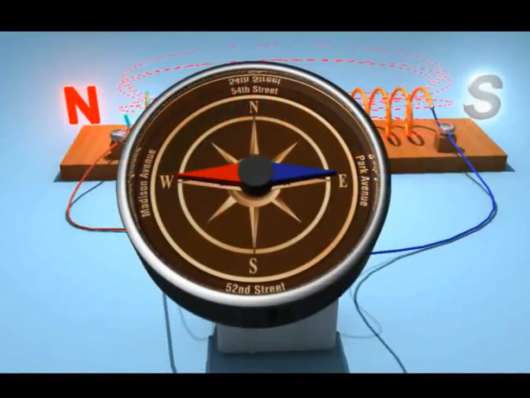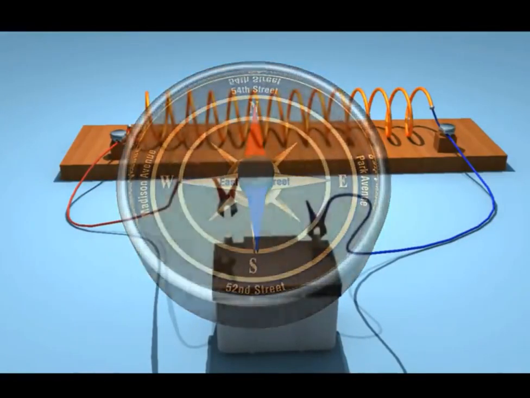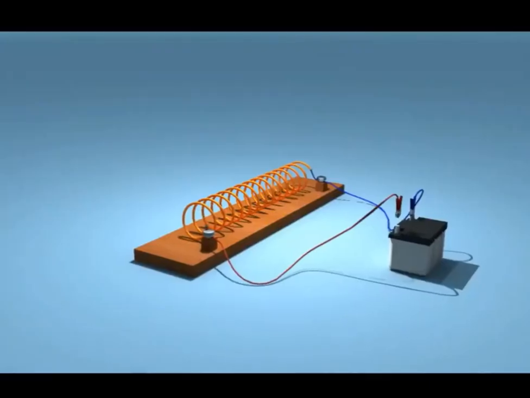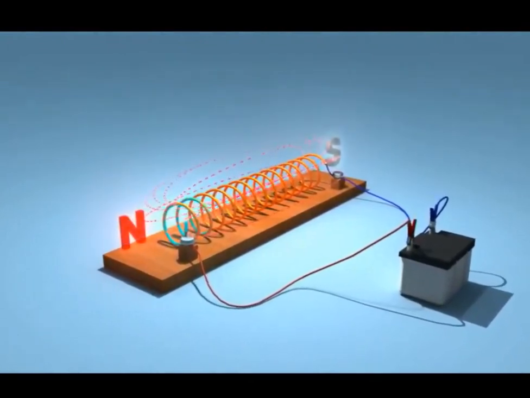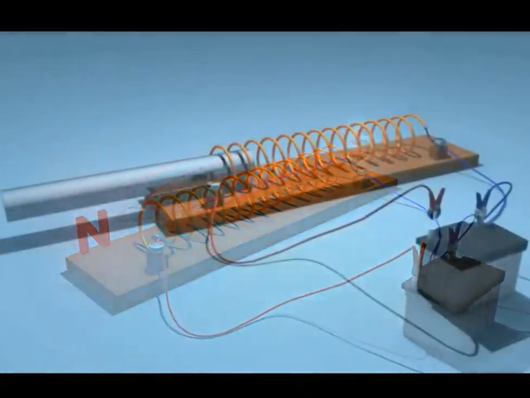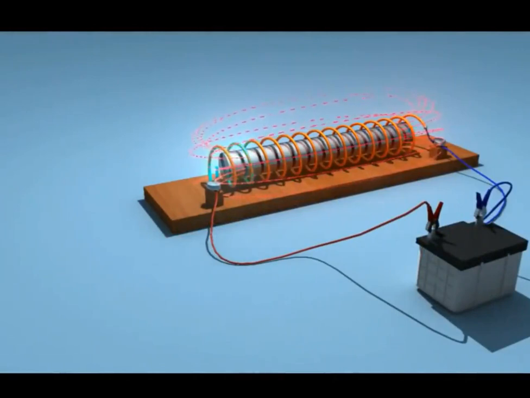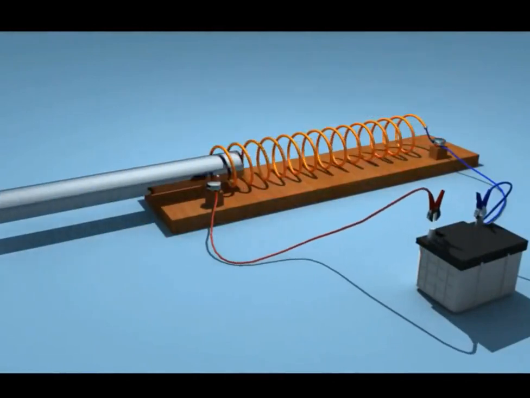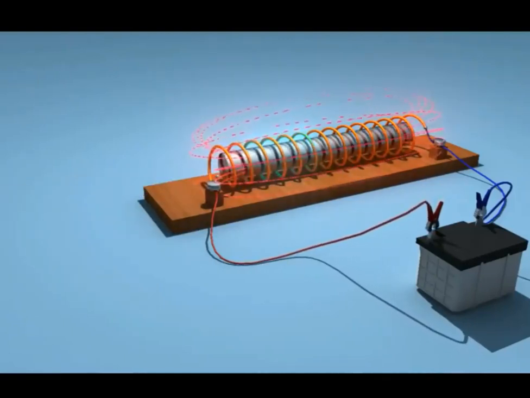If we suspend this current-carrying solenoid freely, it rests pointing north and south, just like a suspended bar magnet does. It shows that on passing electric current, the solenoid turns into a magnet having north and south poles. When we take a piece of soft iron inside this coil, the iron piece is pulled inside. The electromagnetic effect performs the mechanical function of pulling.